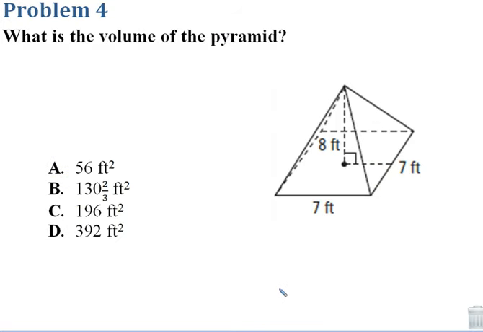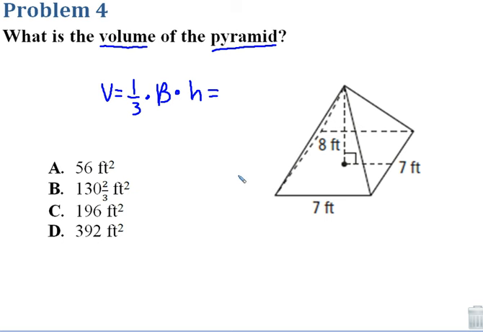Problem 4 just asks, what's the volume of the pyramid? Okay, we're talking volume and we're talking pyramid. Okay, that's another formula that's going to be on your formula sheet. Volume for a pyramid, we said, is just 1/3, okay, times big B as in area of the base, okay, times H as in height of the pyramid.